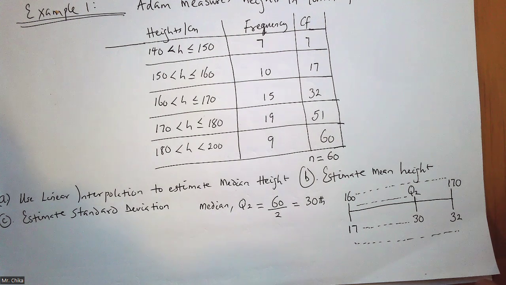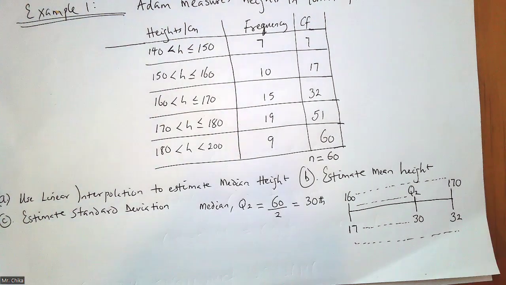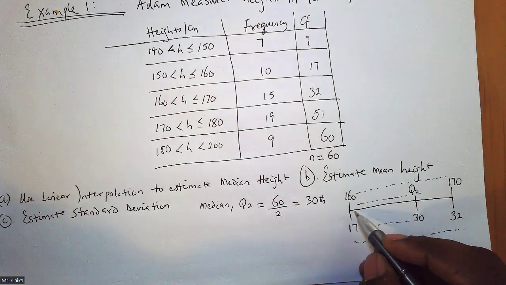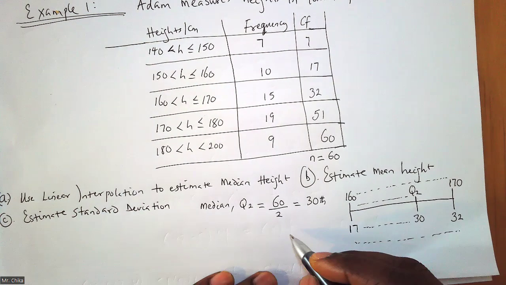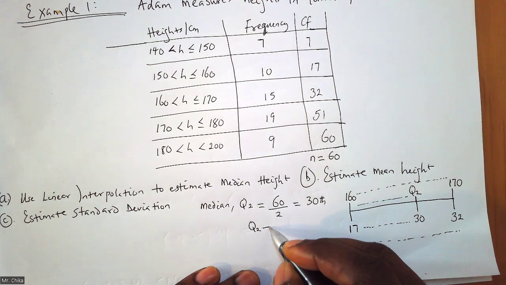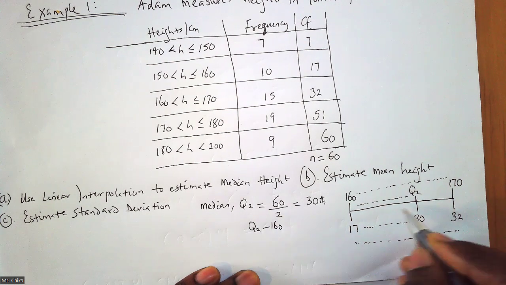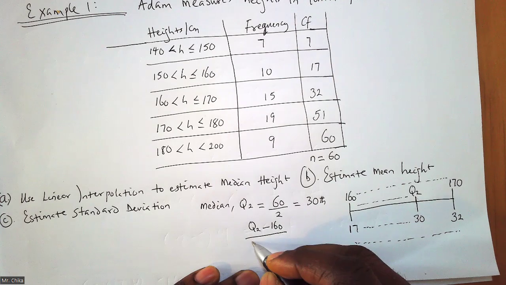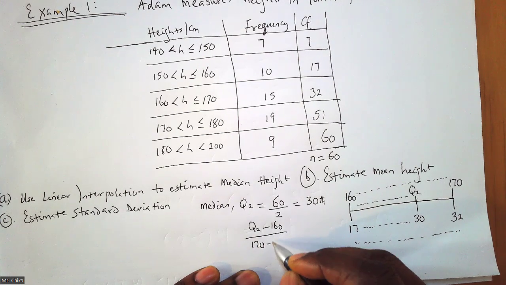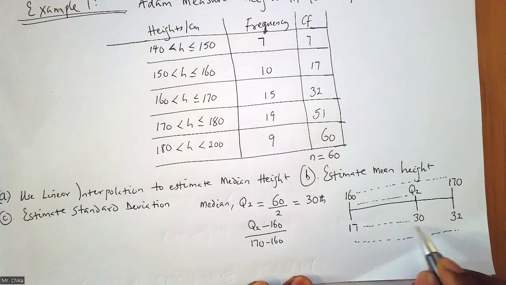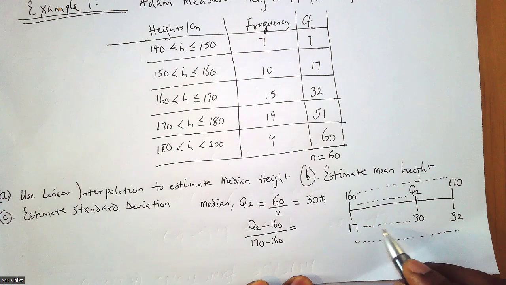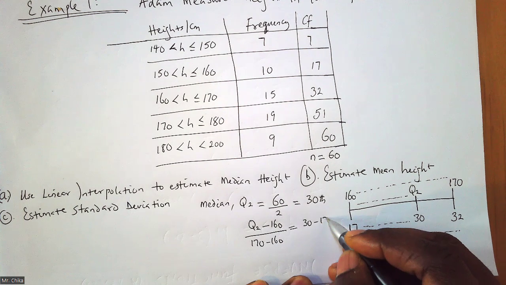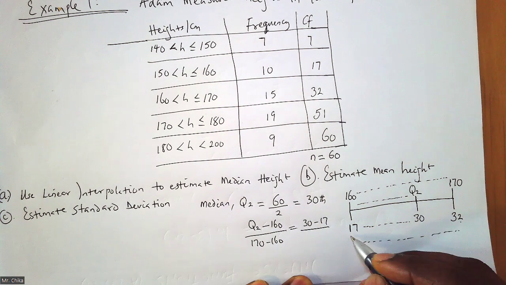All right, let me just turn this down a bit. So if I find the difference between Q2 and 160, Q2 take away 160, I compare it with the difference between 170 and 160. That will be all over 170 take away 160. Then I'll do the same thing with the bottom: 30 take away 17, all over 32 take away 17.